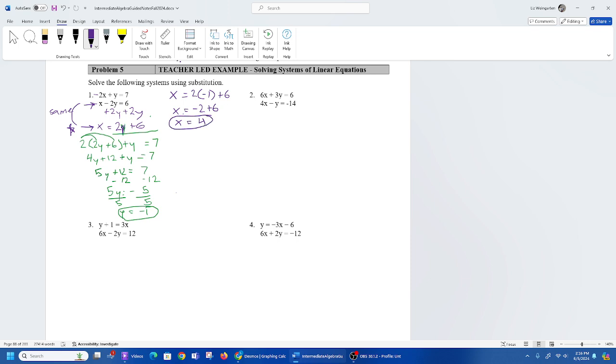The way we write this solution is as a point, 4, negative 1. That is what you are going to type into the computer during your assignment.